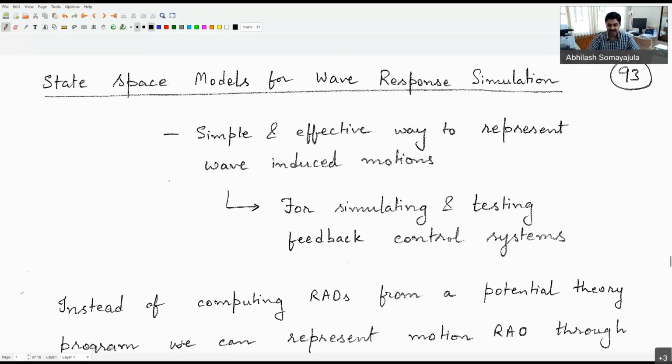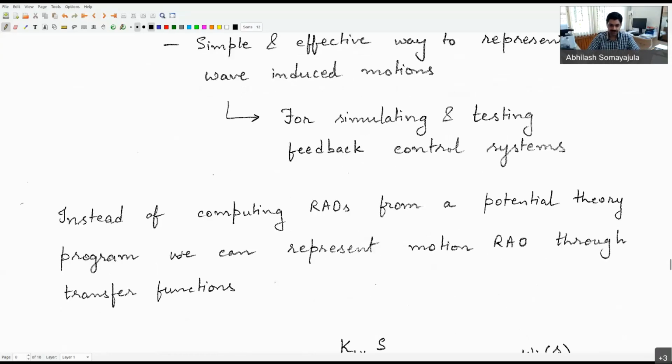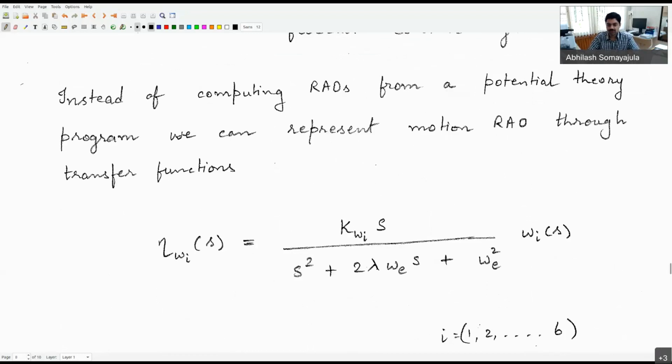Okay, the idea here is that instead of computing the RAOs from a potential theory program like Hydra or WAMIT, we can represent these RAOs using what are called transfer functions, which come from the Laplace domain. We have seen this before. It's a simple second order differential equation for which I'm giving some input and getting some output. That transfer function is what I want to tune so that it represents the so-called wave motion.